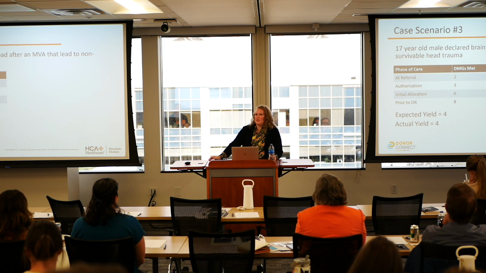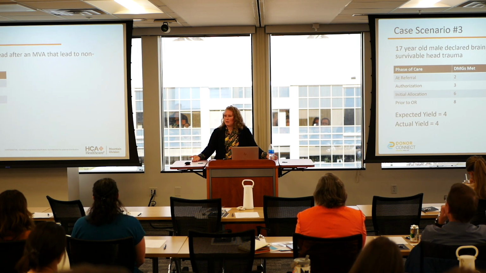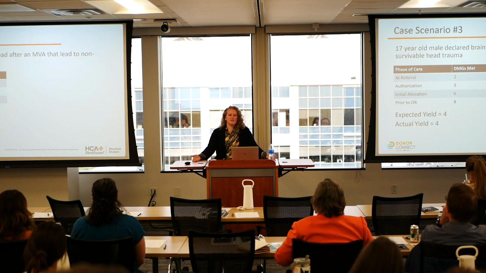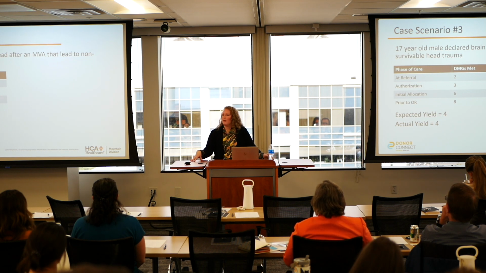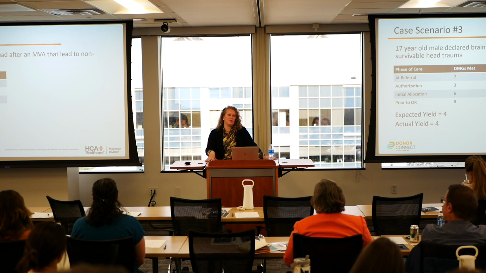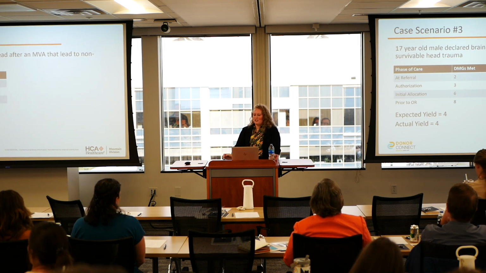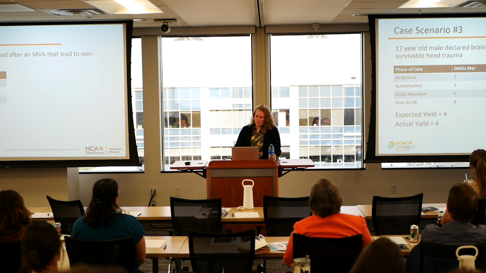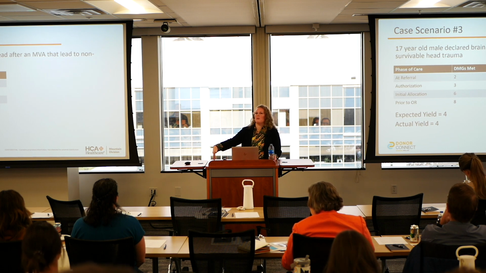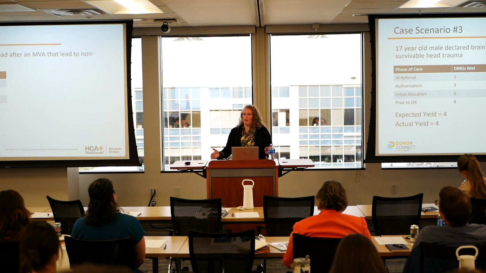At authorization, we were up to a 3 because in that time period from referral to authorization, we realized this kid had potential for organ donation. And so we tried to collaborate with the hospital staff: Hey, can you treat this patient to preserve the option of donation? So we made a little bit of improvement. At authorization, we were at a 3. At initial allocation, 6. And then just prior to the OR, 8. So only at one point in those 4 timeframes where we look at the bundle did we meet it, at 8, and we had our expected yield 4 and our actual yield 4.